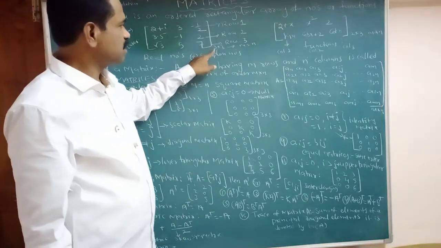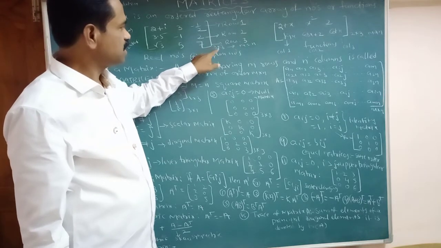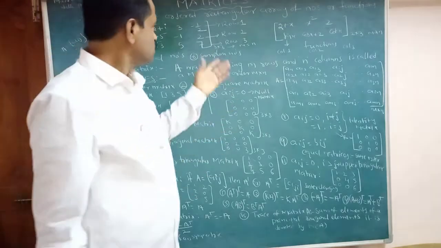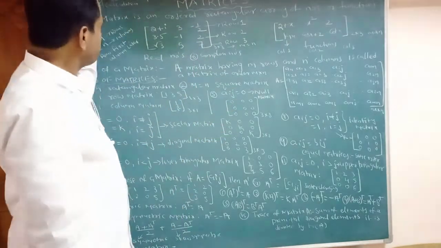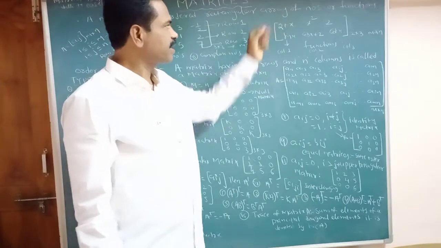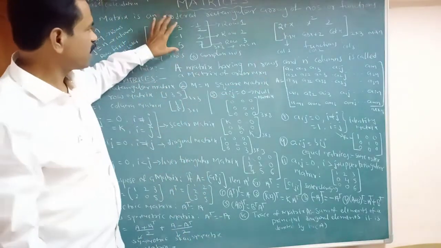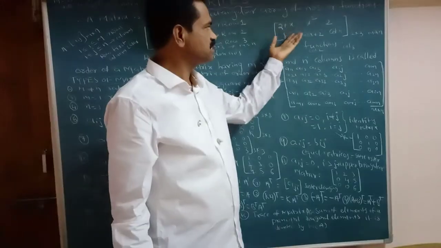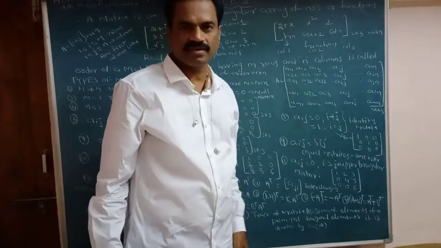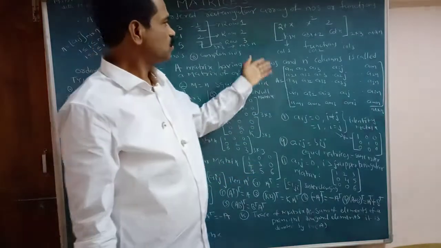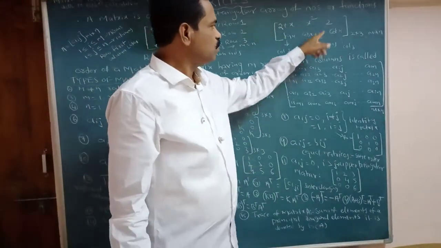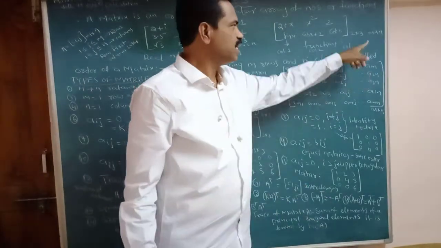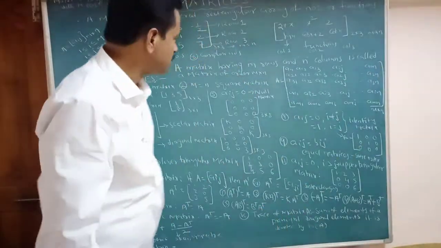Here the size is M by N, where M is rows and N is columns. So these are the numbers. A matrix is an ordered rectangular array of numbers or functions. These are the functions: 2 plus x, x square, sin x, cos x, cot x. So here column 1, column 2, column 3. Here it is 2 by 3, where M is not equal to N. Here M is for rows and N is for columns.